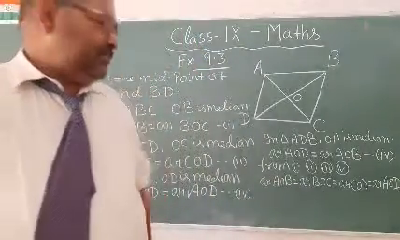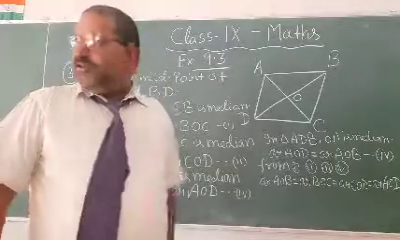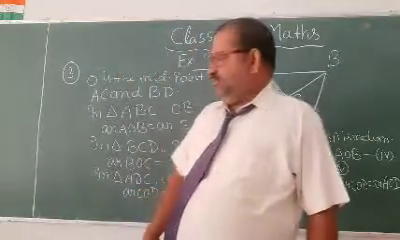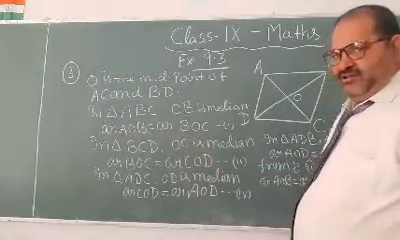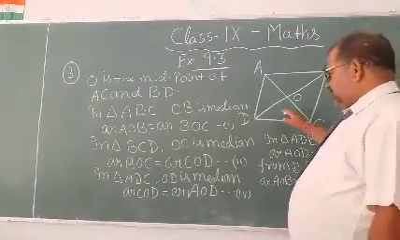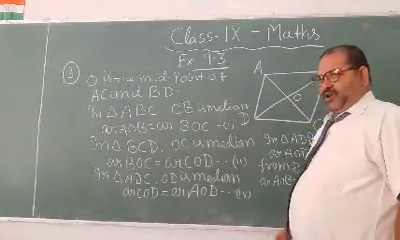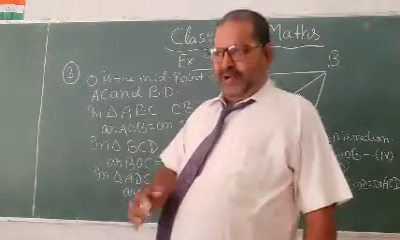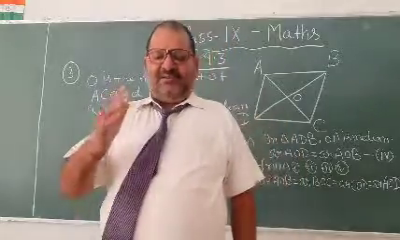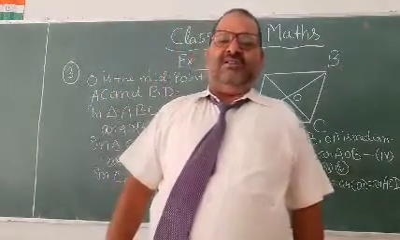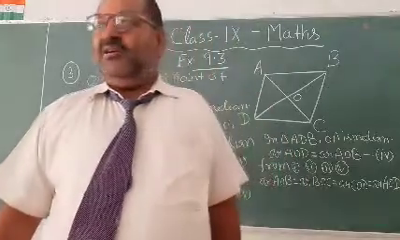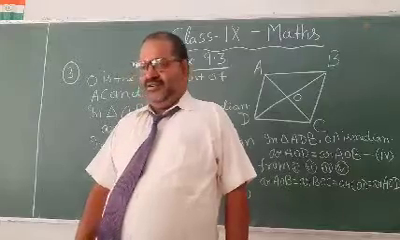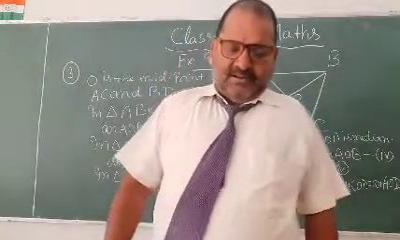Now all the triangles are equal in area. The diagonals of a parallelogram divide it into four triangles, and all the triangles are equal in area. Clear? Next question.